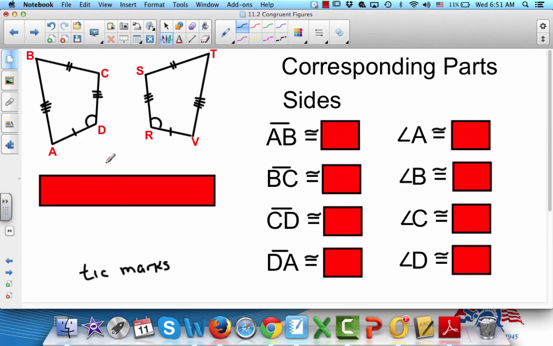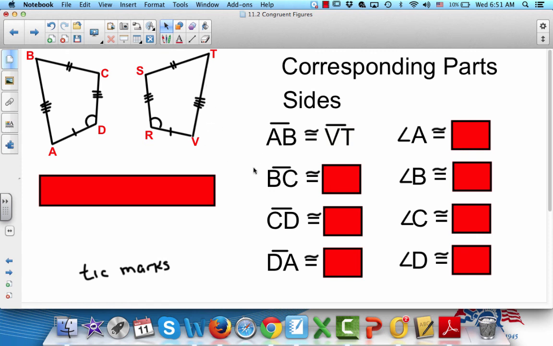Let's see if we can find the corresponding parts on this one. On the sides, we start with AB. What is congruent to segment AB? By the way, this means segment AB. You have to put the segment line above it to make it read that way. So segment AB is congruent to, we've got 4 marks over here, so we can write segment TV or VT. It doesn't matter which order you put it in.